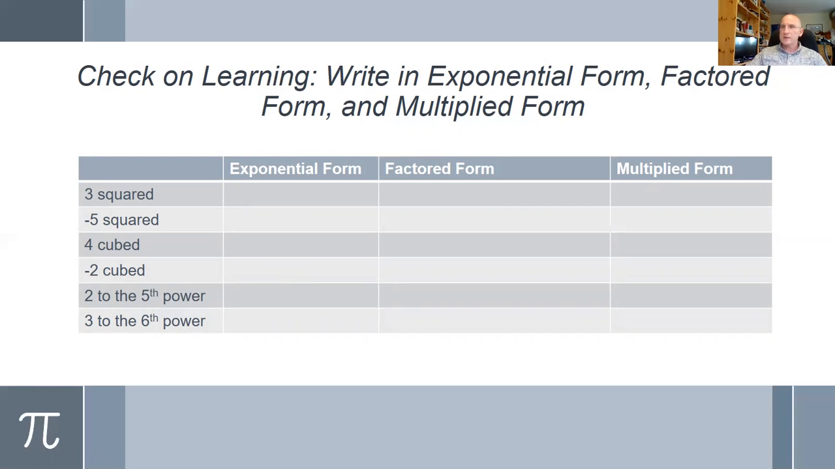I want you on your piece of paper to draw this table out. There are four columns and 1, 2, 3, 4, 5, 6 rows. So make a table of four columns and 6 rows. And I want you to write down on the left side these words: 3 squared, minus 5 squared, 4 cubed, minus 2 cubed, 2 to the 5th power, and 3 to the 6th power. And then write out how you would write each one of these in exponential form, factored form, or multiplied form. Okay, I think it's pretty clear. So cottage staff, go ahead and pause this until everybody gets this table written into their notebooks.